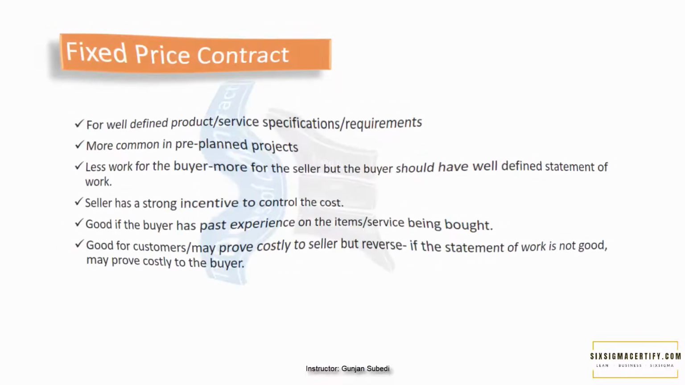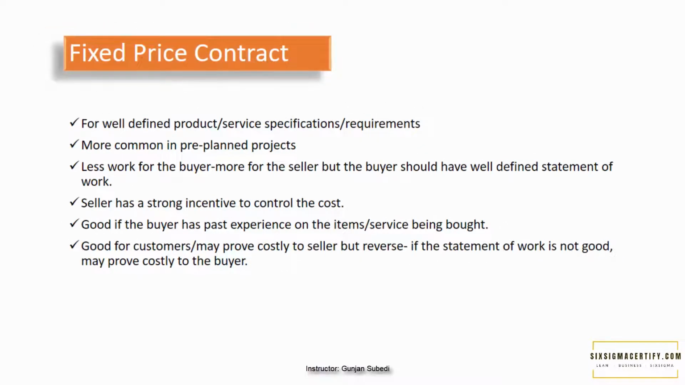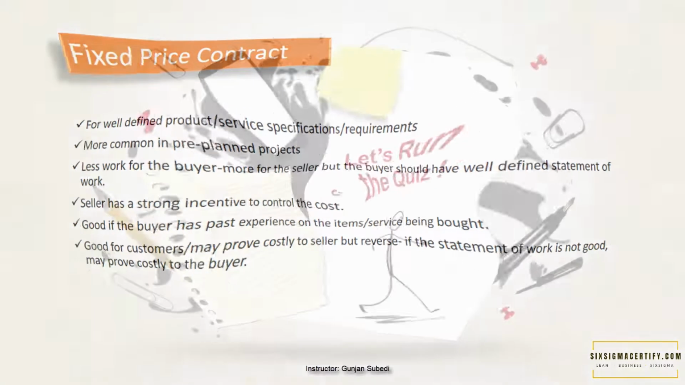First of all, let's learn about the fixed price contract. These types of contracts are more common in different project environment. Generally, these are used for well-defined products or service specifications and requirements. These are more common in pre-planned projects. For example, these are more common in the construction-related projects.